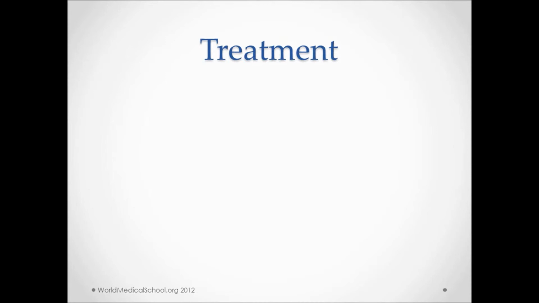Treatment of hypertension involves a combination of lifestyle modification and medications. In terms of lifestyle modification, weight reduction leads to a maximum decrease in blood pressure, approximately 5 to 20 millimeters of mercury per 10 kilograms of weight loss.